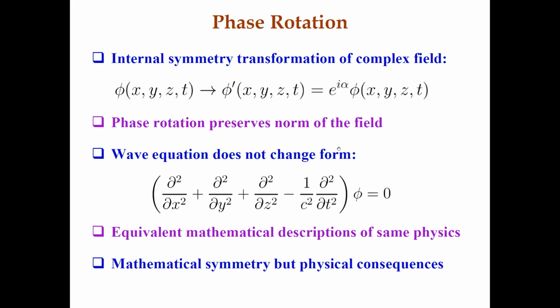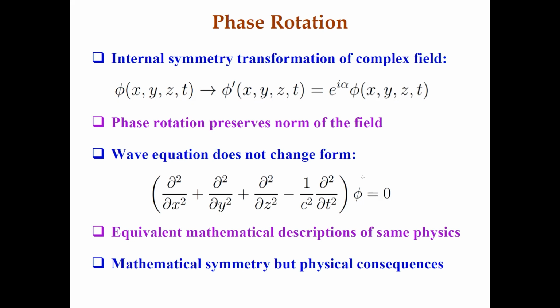Now make this phase rotation, and you see that the form of this equation does not change, because this phase factor is a non-zero factor, and of course you can multiply both sides of this equation by this phase factor, and the form does not change. You just replace phi by phi prime, but it's the same form of equation. So this phase rotation is a symmetry of the wave equation of the complex field.